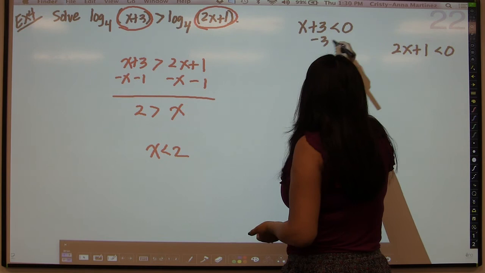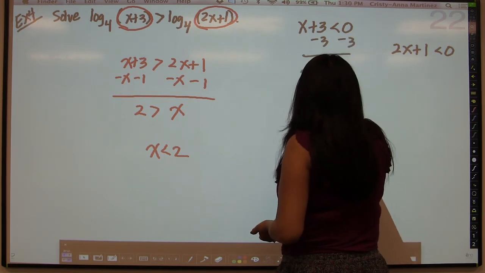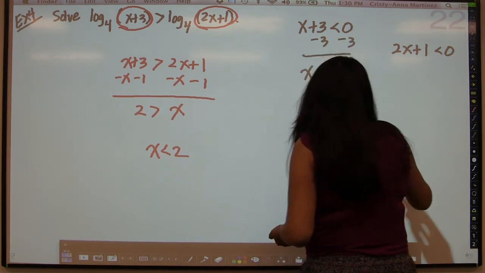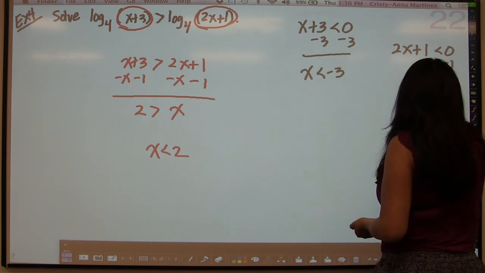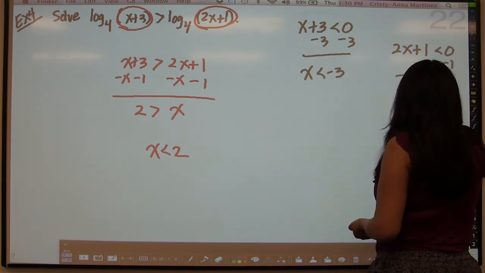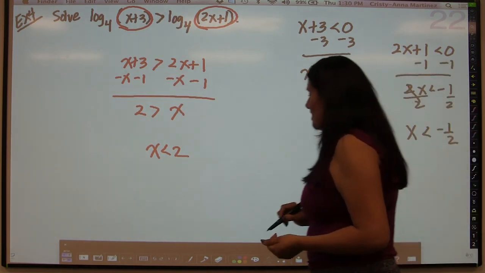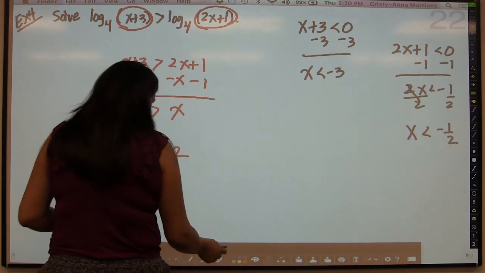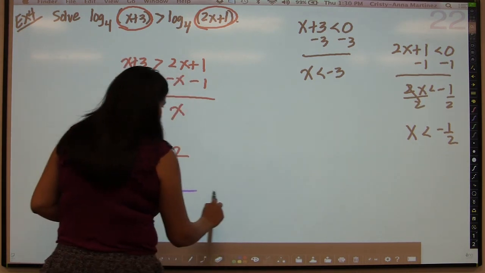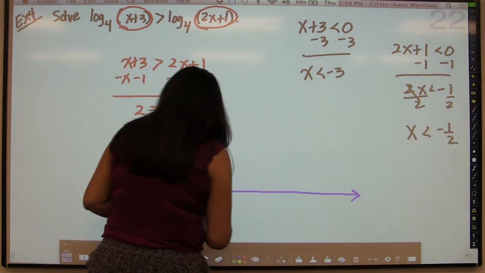So subtract 3, so x is less than negative 3. And then over here you want to subtract 1, and then divide by 2, so x is less than negative 1/2. So now you got to figure out on your number line, so I'm going to draw myself a number line here. I'm just going to try to show you how this works.